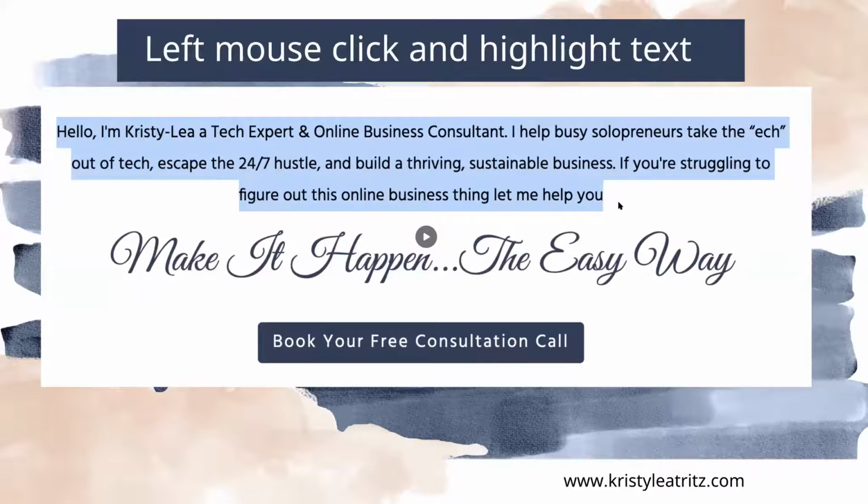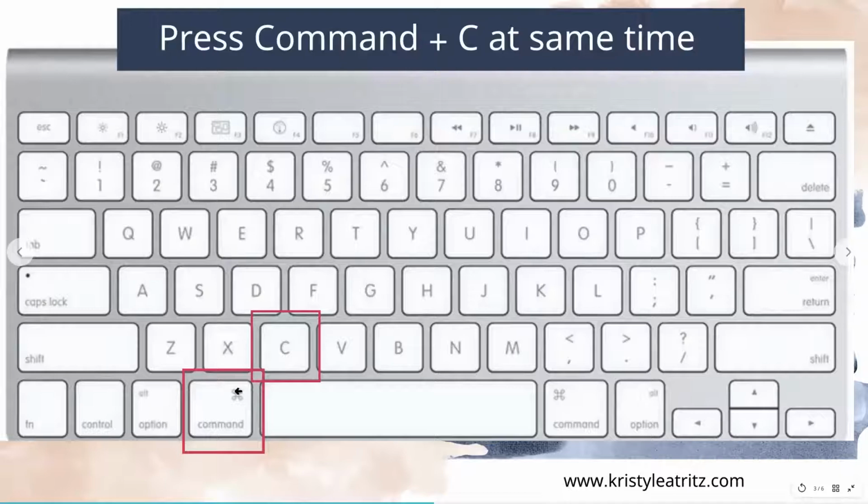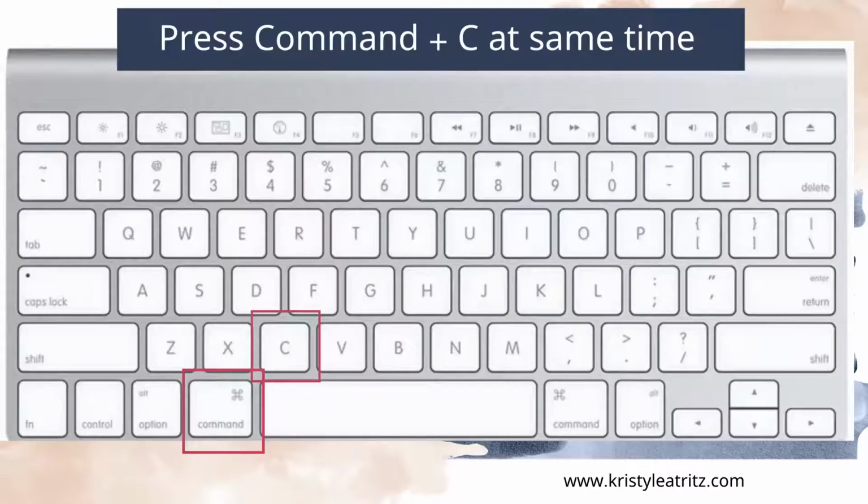Then from there, what you're going to do next is you're going to go ahead and hit Command and the C on your Mac keyboard at the same time. So I just usually use two fingers and I hit Command C at the exact same time. And as long as you have that piece highlighted as I showed you here, you will be able to go ahead and copy, but it must be highlighted first.